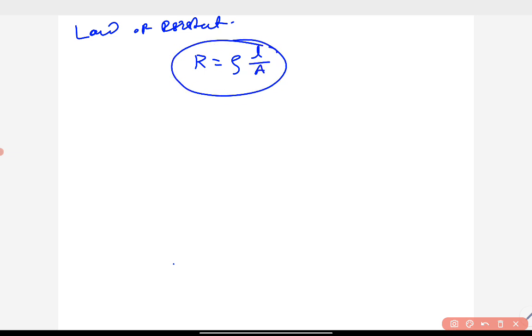Then depending on this resistance, there is one law of resistance. So how do we calculate the resistance? Resistance equals rho L by A. This is the formula. Rho is the resistivity, or specific resistance. L is the length of the conductor, or length of the material. A is the cross sectional area.